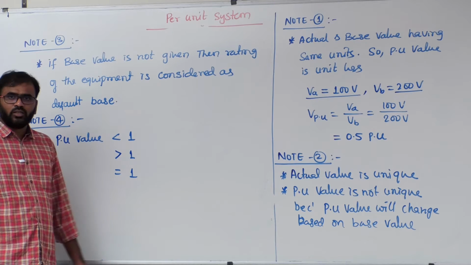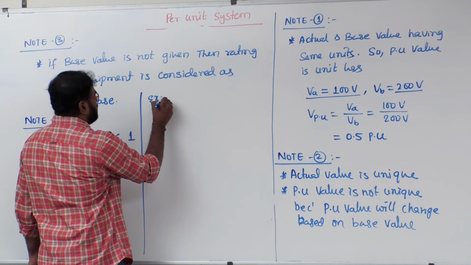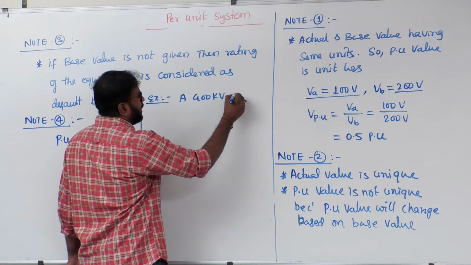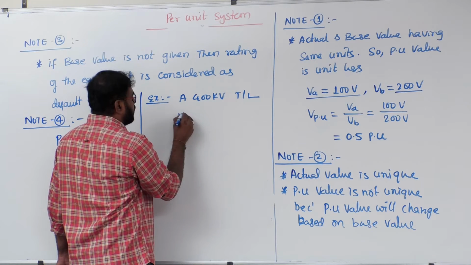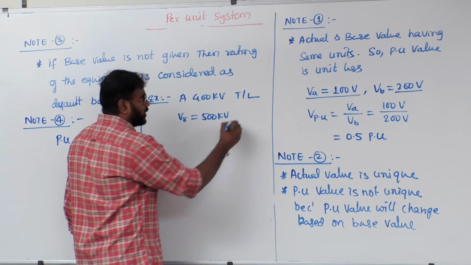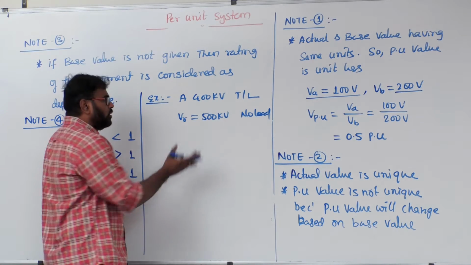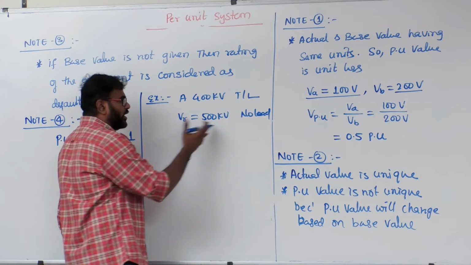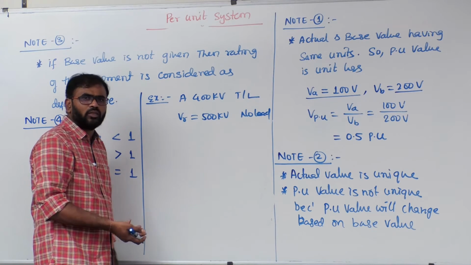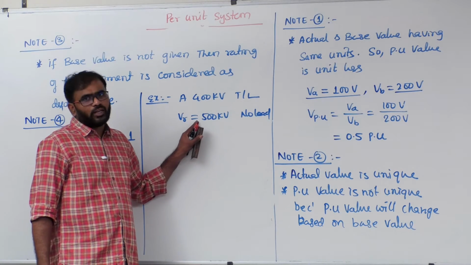For better understanding of this, I will consider an example. Similar example, sir: a 400 kV transmission line, the receiving end voltage is 500 kV. This is under no load. A practical example: the receiving end voltage under no load is 500 kV. Is that correct or not? Yes, it might be correct. Why? Because due to the Ferranti effect, the receiving end voltage is definitely greater than the rated value under no load.